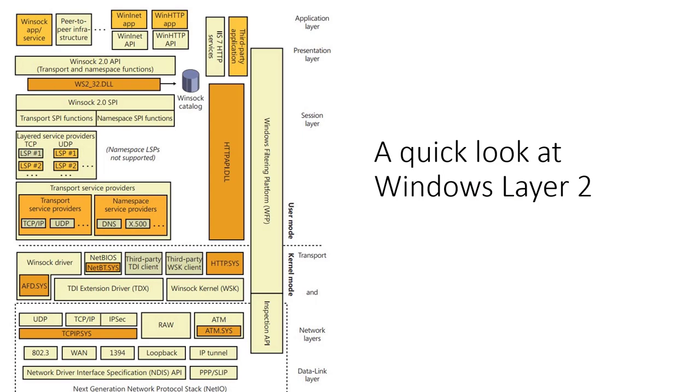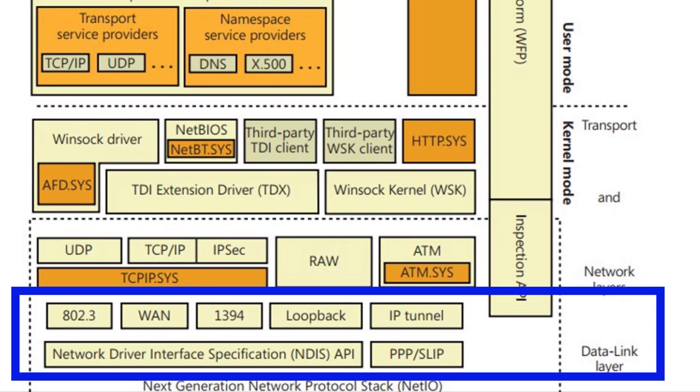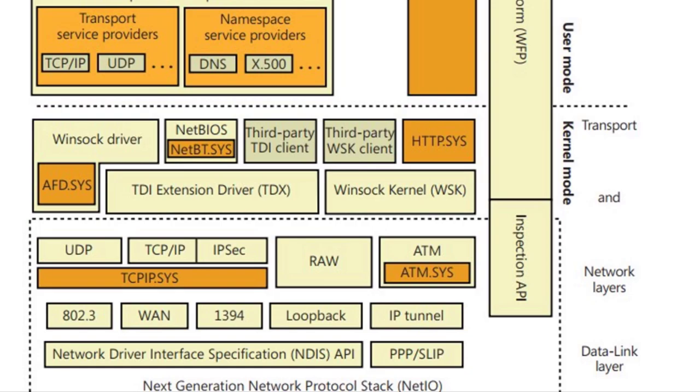Here's a quick look at the architecture of Windows. And you can see about where the data link layer is. You can see 802.3, WAN, 1394, which is FireWire, which is a network protocol, loopback, IP tunnels, and you can see about where it's at.